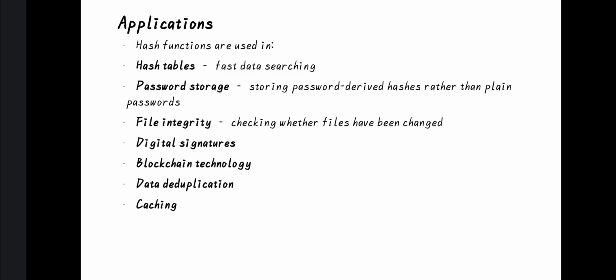File integrity is checking whether files have been changed. Then digital signatures, blockchain technology, data deduplication, and caching. If you have duplicate data, it is detected before being stored in the database, and caching.